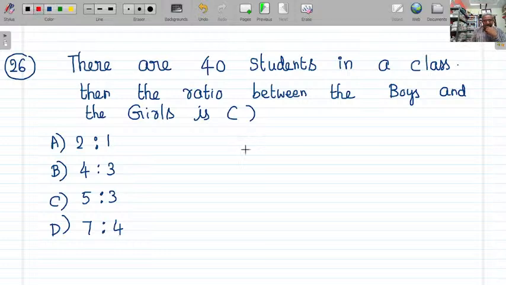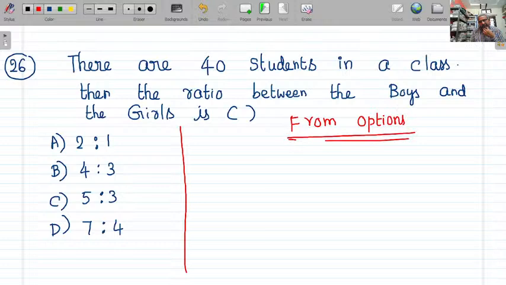In a very simple manner, using this technique, we need to decide from the given options. This question is based on the options only. Take first option A. 2 is to 1 means the total number of parts or units is 3. In order to divide the total students, 40, this 40 must be a multiple of 3.